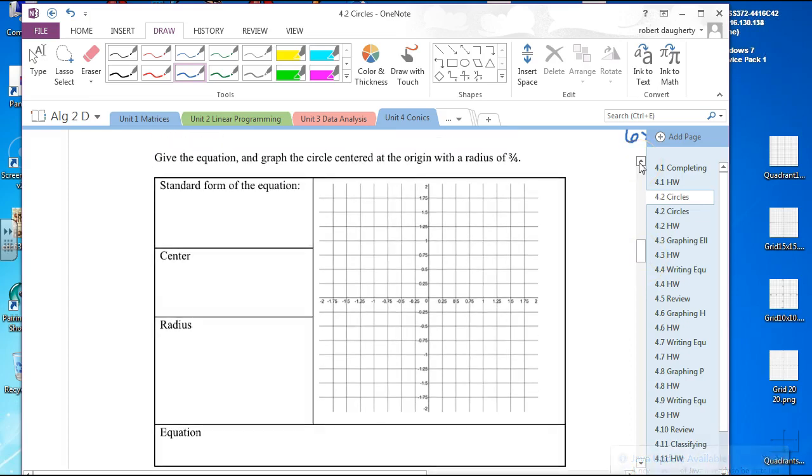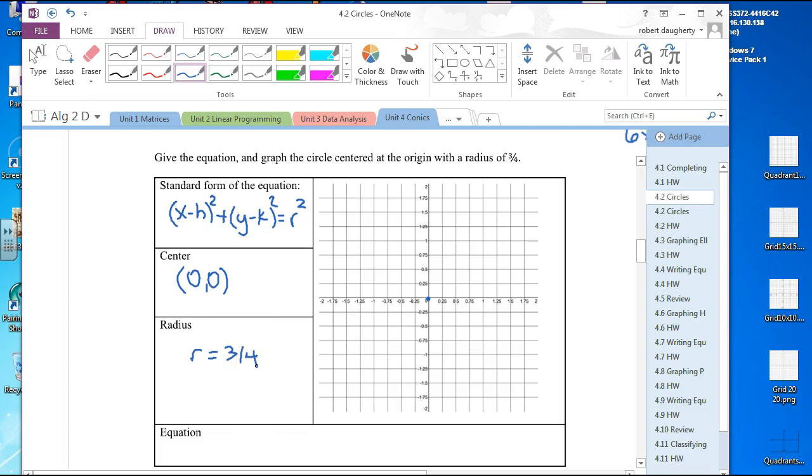Give the equation and graph the circle that is centered at the origin with a radius of 3/4. So if my center is there, that means my center is 0, 0. My standard equation is (x minus h) squared plus (y minus k) squared equals r squared. In this case, they're telling me that r equals 3/4.